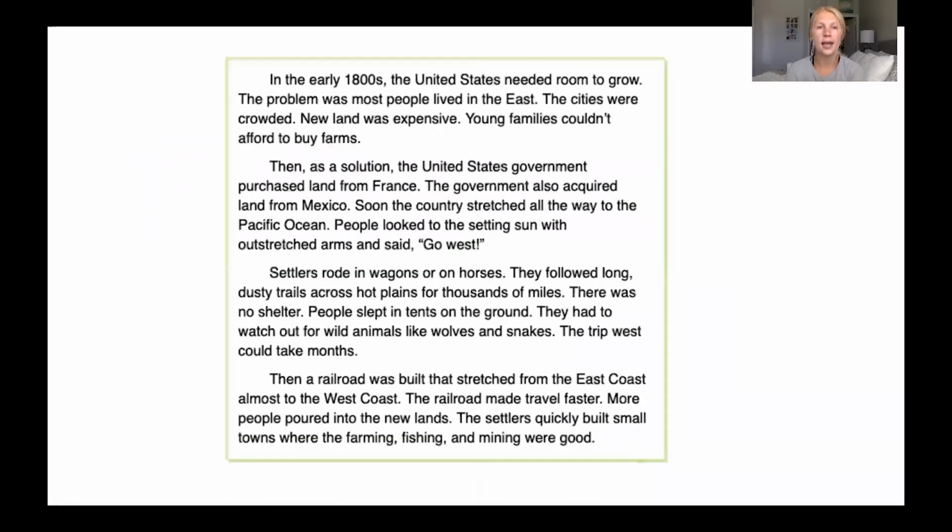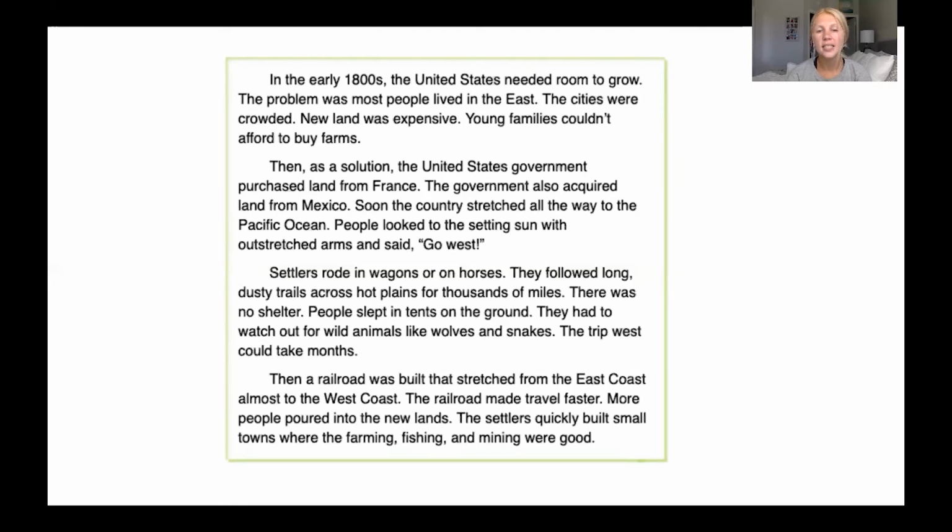So our first text. In the early 1800s, the United States needed room to grow. The problem was most people lived in the East. The cities were crowded. New land was expensive. Young families couldn't afford to buy farms. Then, as a solution, the United States government purchased land from France. The government also acquired land from Mexico. Soon the country stretched all the way to the Pacific Ocean.